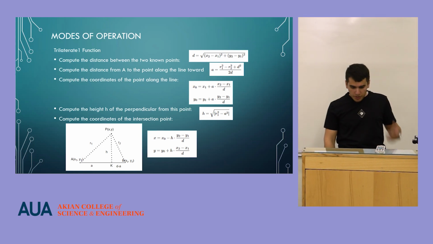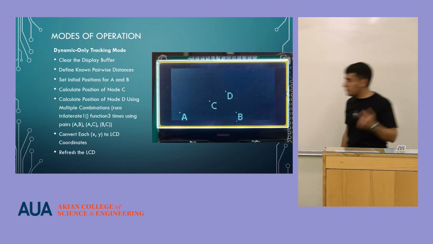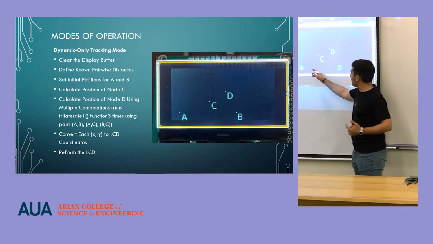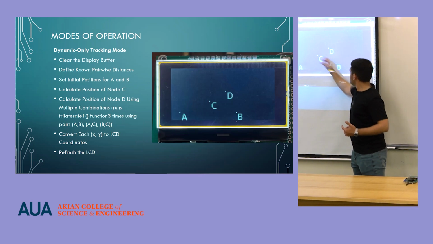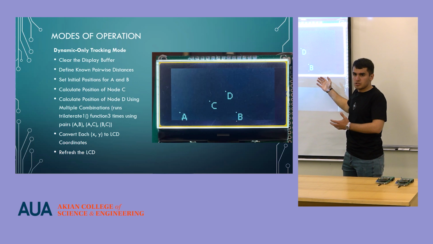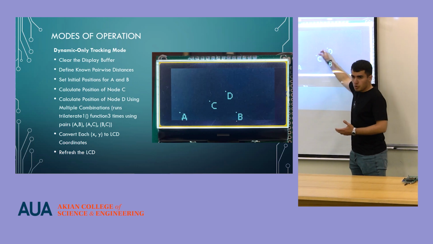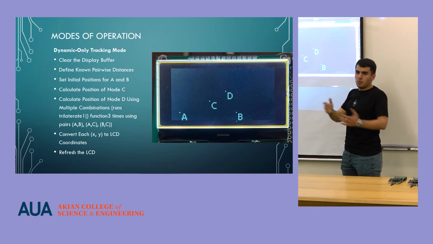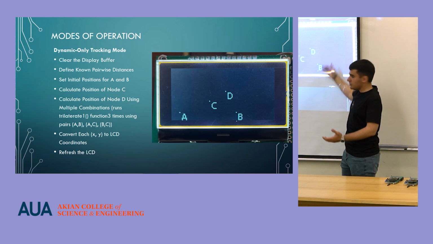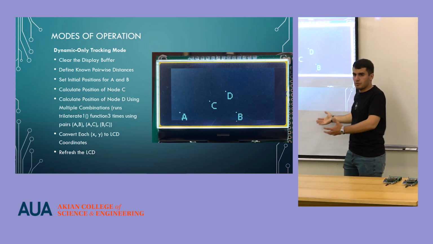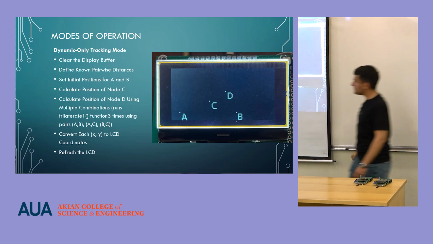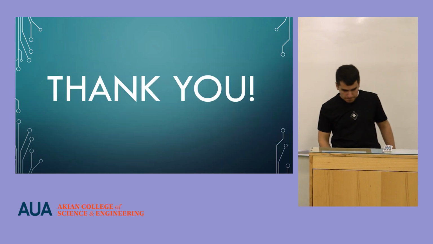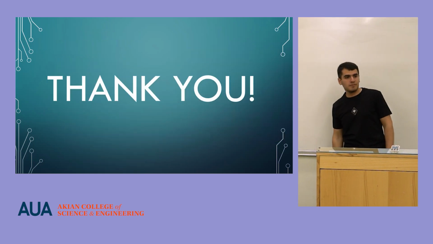Now, when we get the point C, we have 3 pairs actually, AB, CB, and AC. So we know the distances between them. To determine this point D, we can do a 3 iteration logic to get more precise and better coordinates. And that's it. Thank you so much.